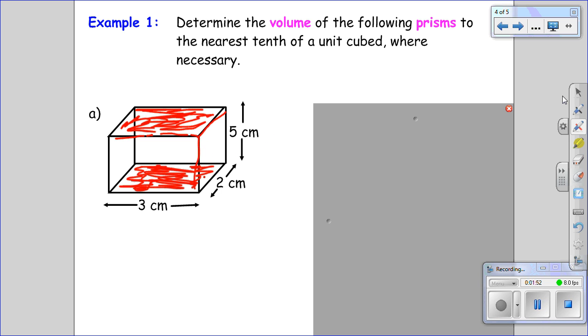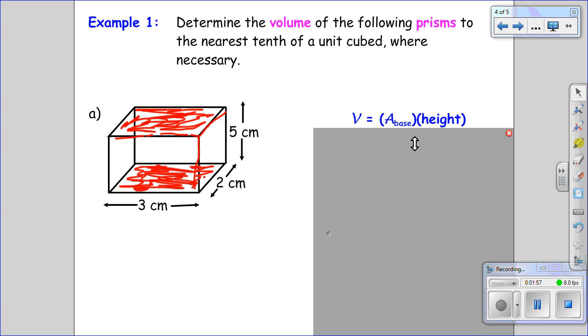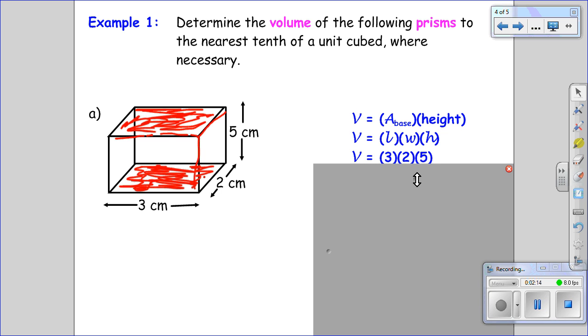In order to find the volume of that prism, we have to realize that volume is equal to the area of the base multiplied by the height. And the area of a rectangle is length times width. So that's where the formula length times width times height comes from. In this case, the length is 3 centimeters and the width is 2 centimeters, and the height is 5 centimeters. And we use our good friend BEDMAS, multiply across, and the volume is 30 centimeters cubed.